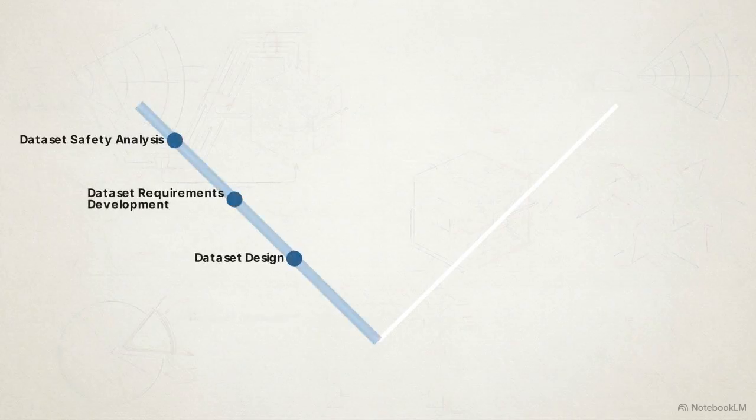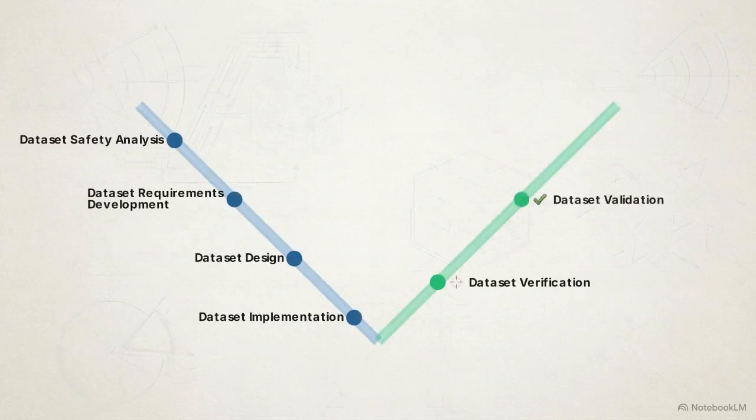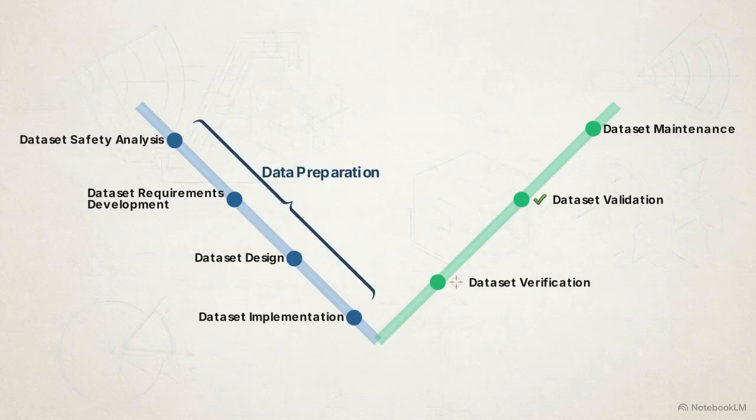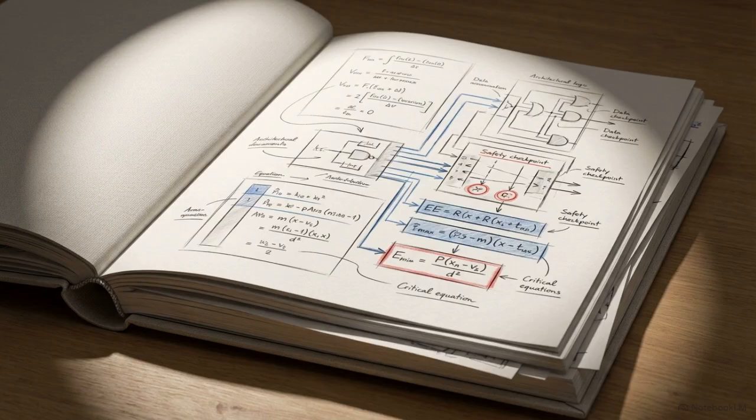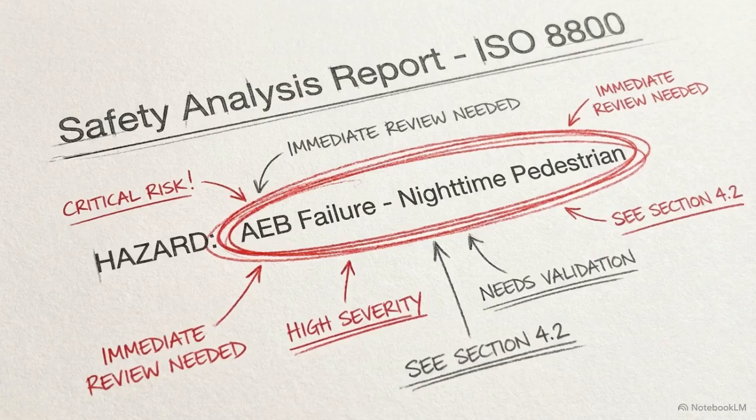This V-model diagram provides the structural foundation. The left axis manages design and implementation, while the right handles testing and integration. ISO PAS 8800 maps a strict 7-stage data cycle here, assigning data preparation to the left and safety assurance to the right. Deploying a compliant AEB system requires moving sequentially through this pipeline to generate a mathematically defensible safety argument for regulators. The process begins at Step 1, Safety Analysis.